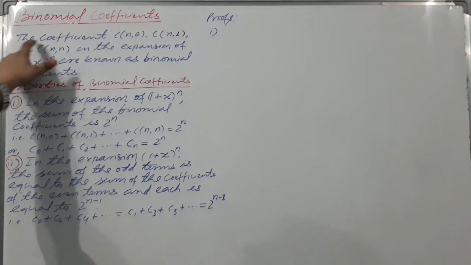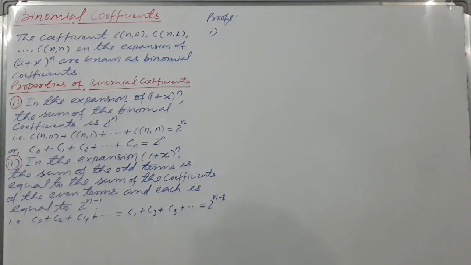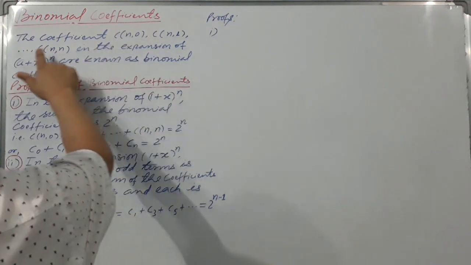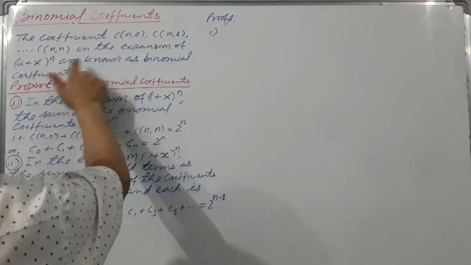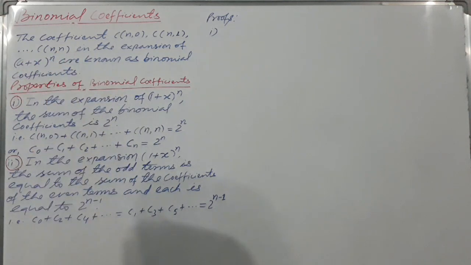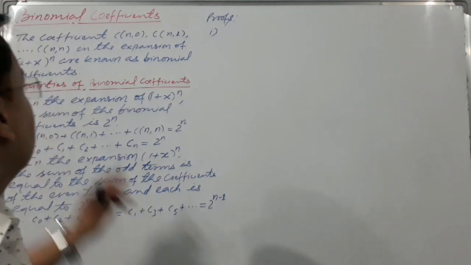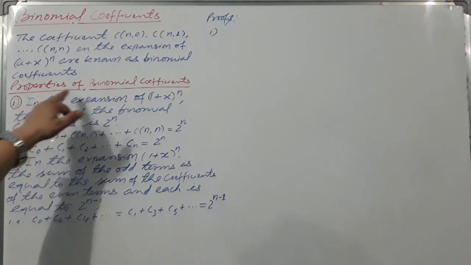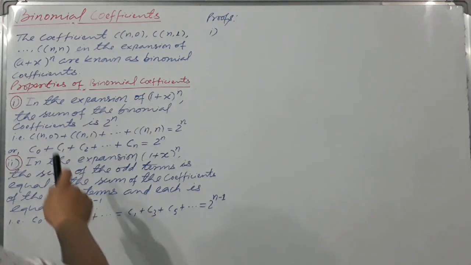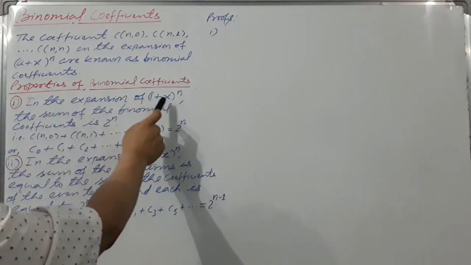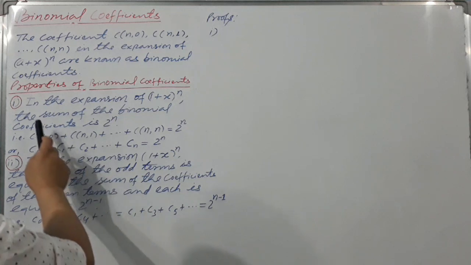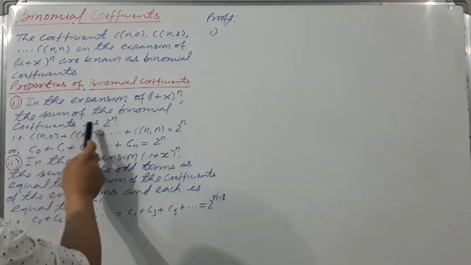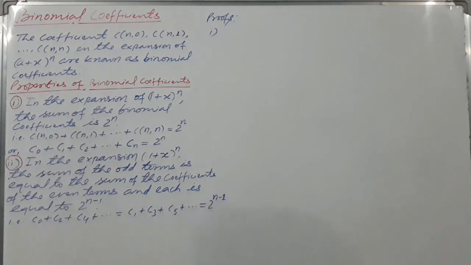The coefficients in the expansion of this are known as binomial coefficients. Properties of binomial coefficients: in the expansion of (1 + x) raised to power n, the sum of the binomial coefficients is 2 raised to power n.